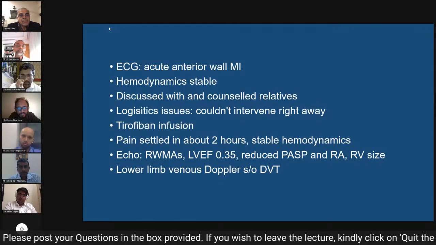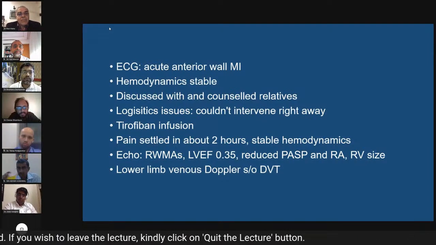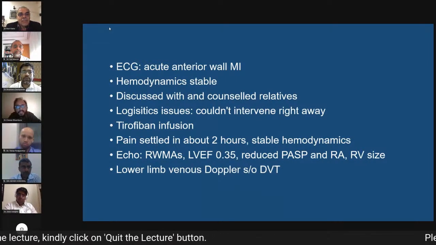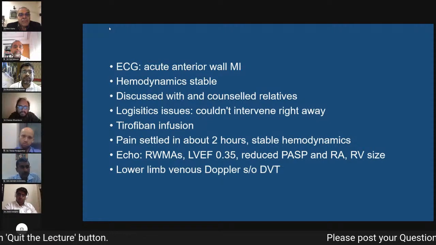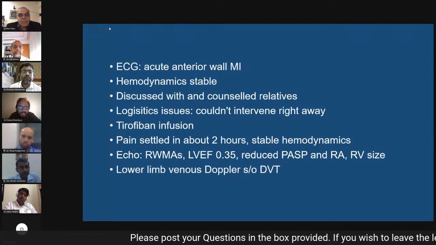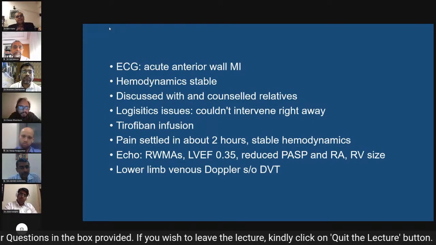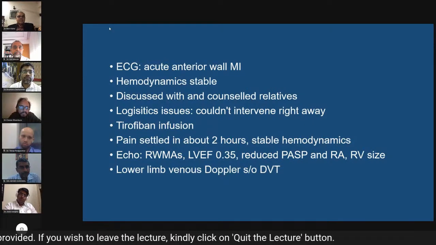I discussed with the relatives and counseled them because now he had become quite critical because of a pulmonary embolism and acute anterior wall MI. There were a lot of logistics issues regarding cost and consent, etc. And I couldn't take him for an intervention right away. So as a middle pathway, I started him on a tirofiban infusion. His pain settled in about 2 hours.